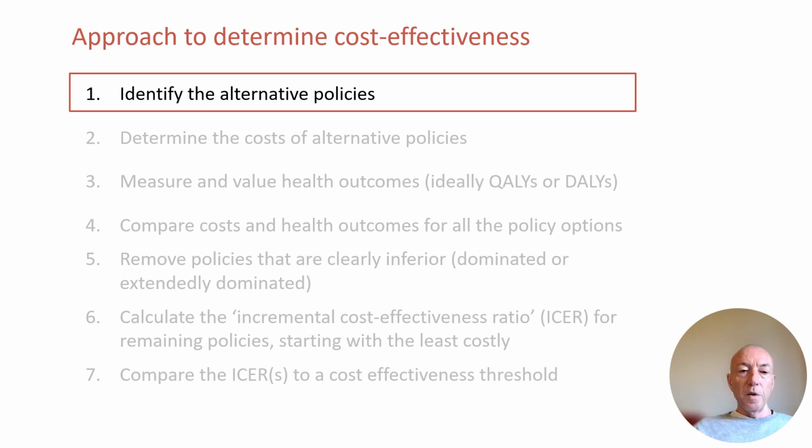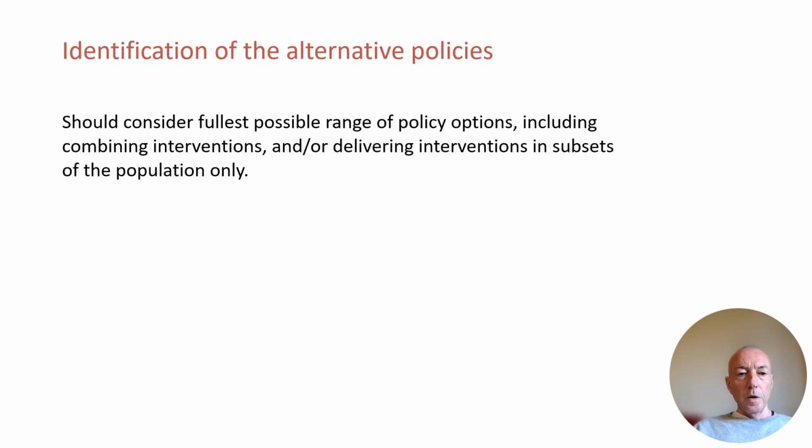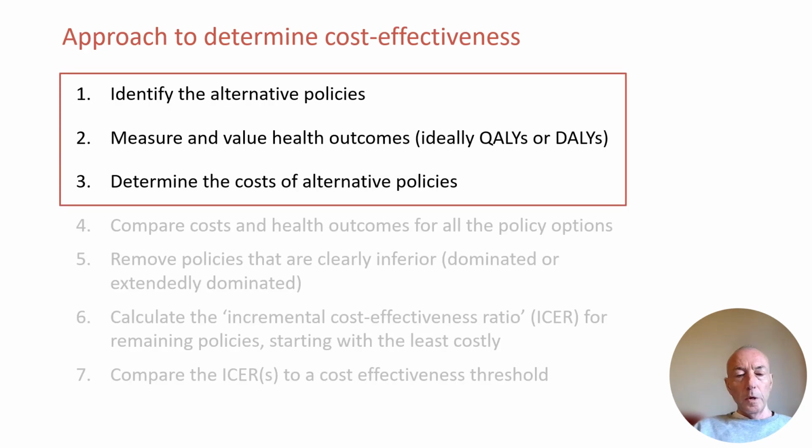First of all, identifying the alternative policies. Now, when identifying the alternative policies, we should consider the fullest possible range of policy options, including combining interventions if relevant, and or delivering interventions in subsets of the population only. So having identified the alternative policies, we then want to measure and value health outcomes and determine the costs of alternative policies.